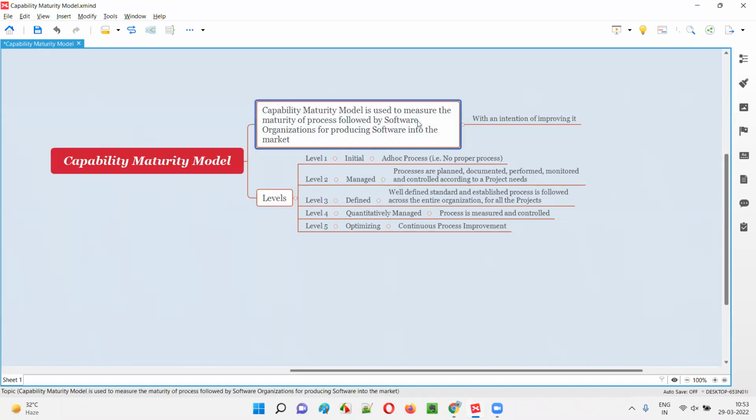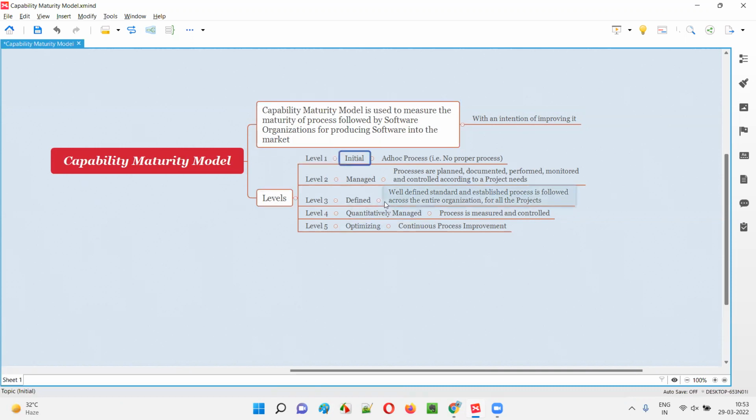Why does the CMM have to measure the maturity of the process followed by software organizations? With an intention of improving it. That's the actual purpose. There are 5 levels in this CMM. That is, capability maturity model has 5 levels based on which the maturity level of the process followed by software organizations is decided.